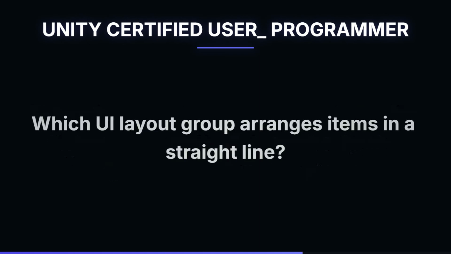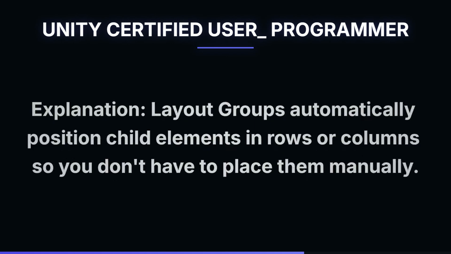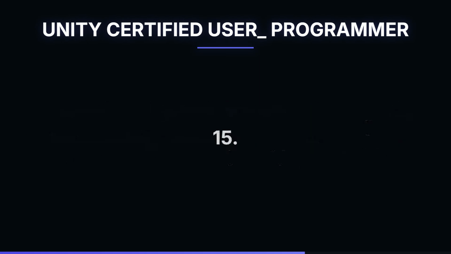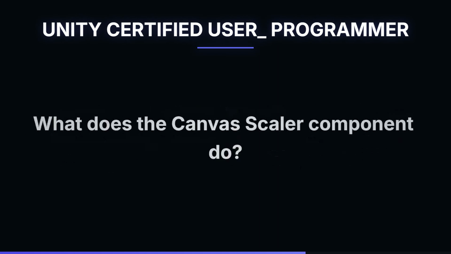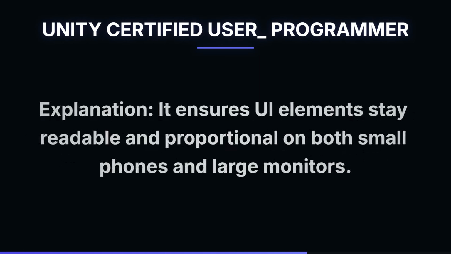14. Which UI layout group arranges items in a straight line? Answer: horizontal or vertical layout group. Explanation: layout groups automatically position child elements in rows or columns, so you don't have to place them manually. 15. What does the canvas scaler component do? Answer: adjusts UI size based on screen resolution. Explanation: it ensures UI elements stay readable and proportional on both small phones and large monitors.